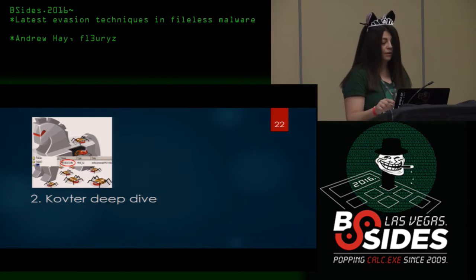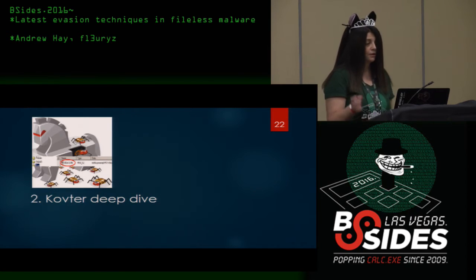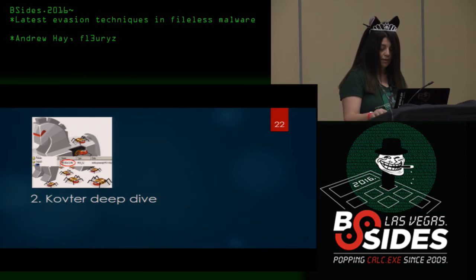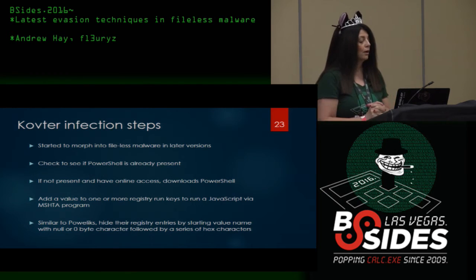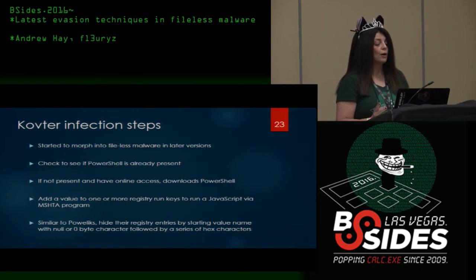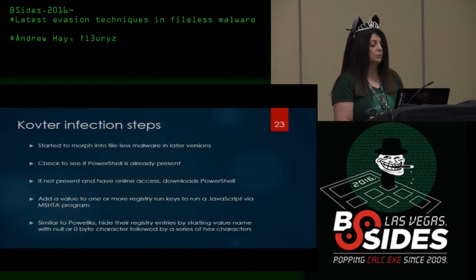So now we're going to go into Kovter in a more detailed deep dive, which is kind of similar to the first one, but we have done more research on it. So what are the infection steps of Kovter? First of all, it started to morph into fileless malware in later versions, so it was not always a fileless malware. What it first does is check to see if PowerShell is already present.